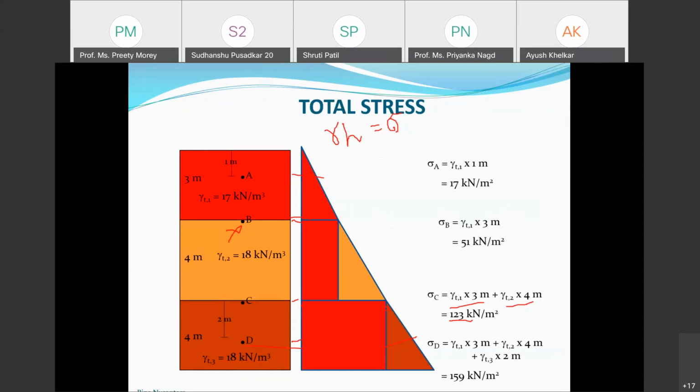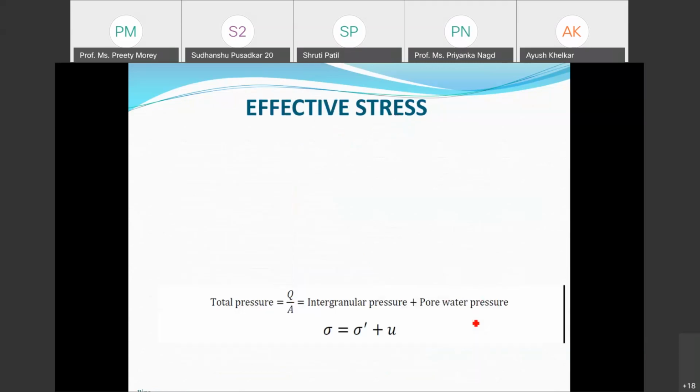Now, in the first class we had seen that soil may be dry soil, partially saturated soil or fully saturated soil. Okay. Now, when the soil is fully saturated, all the voids are filled with water. The partially saturated soil will also have some water in its pores. This water presence in the voids reduces the stress. How it is reduced, we'll see.